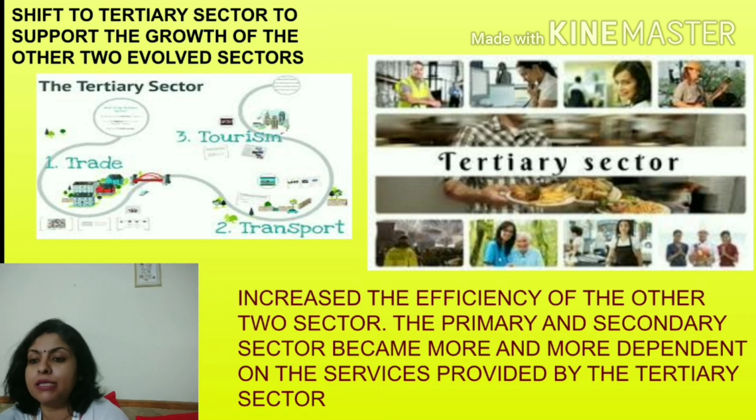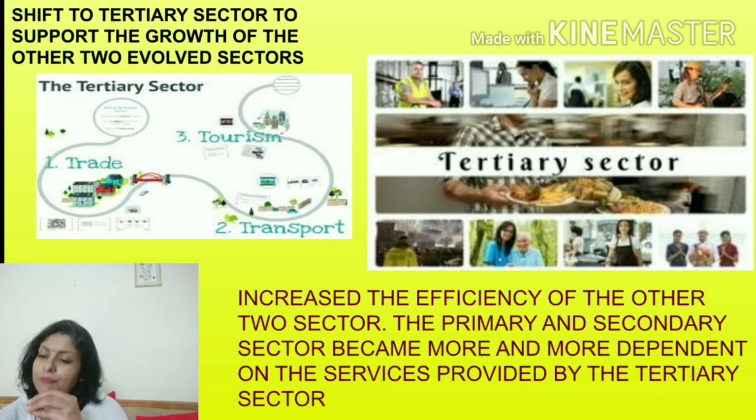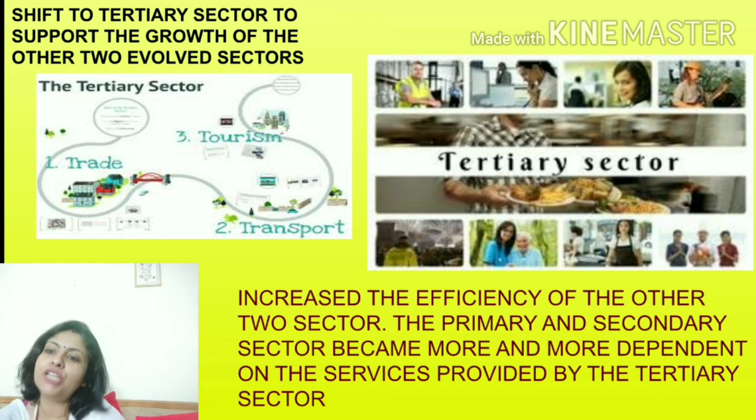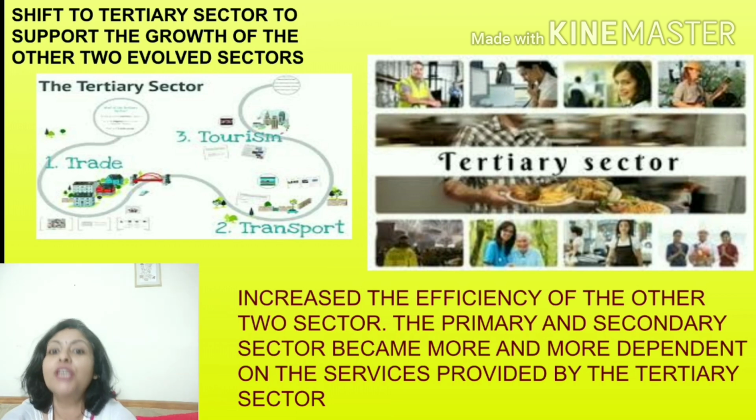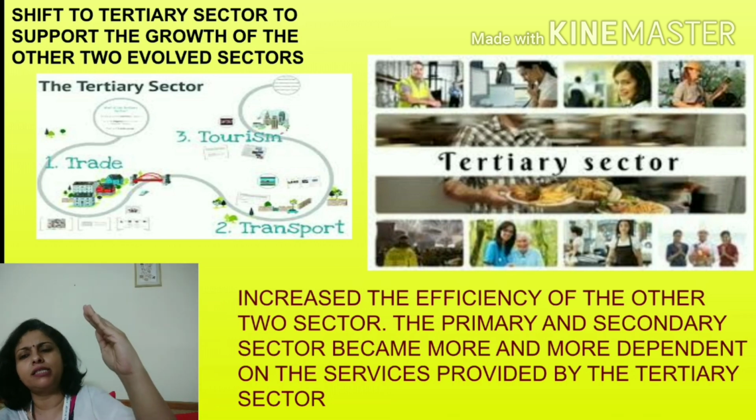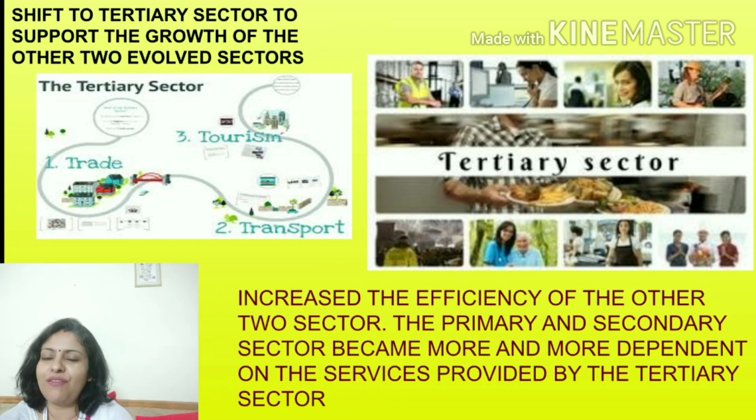How? Because they were the ones providing transport, tourism, trade, all these services, including call centers, banks, education, healthcare. All these are subsidiary services which help in the production process. It does not produce anything, but it aids the process of production in the primary and secondary sectors. In other words, it increased the efficiency of the two sectors. So more and more with time, the primary and the secondary sector became dependent on the tertiary sector in such a way that now the tertiary sector is far more advanced compared to the other two sectors. The primary and the secondary sector now cannot function even for a day without the tertiary sector.